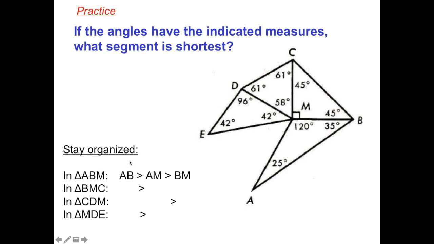Stay organized. Triangle ABM. Did you get what I got? Triangle ABM. BM, so this is M right here. BM has got to be the smallest, across the 25-degree angle. And then finally, AM is the next largest. And finally, AB. Oof, AB, 120 degrees. That's a big angle. So this is the largest side of the triangle there.